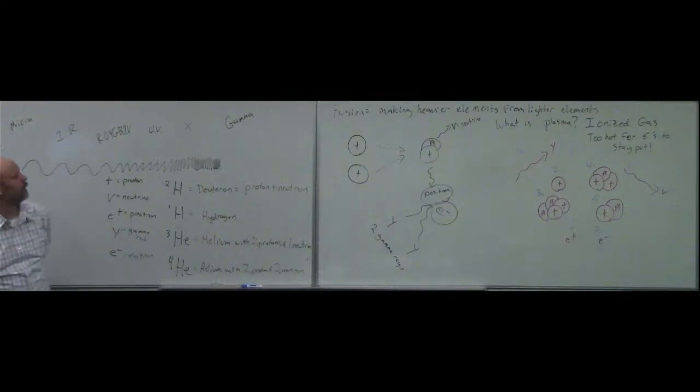What's number 4? Helium-3. Helium-3, good. What's number 5? Hydrogen. Well, it's hydrogen 2, but what do we call that? It has a name. A deuteron. Good. What's number 6? Positron. What's number 7? Electron. What's number 8? Neutrino.